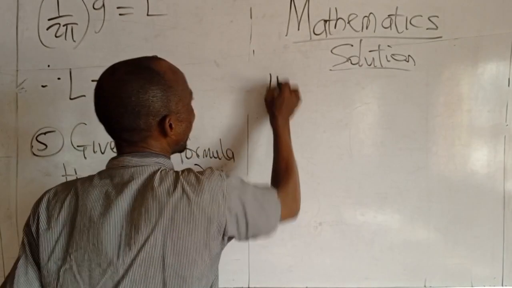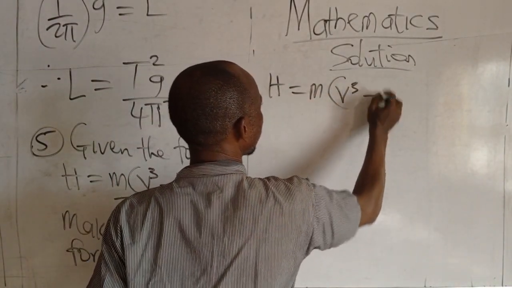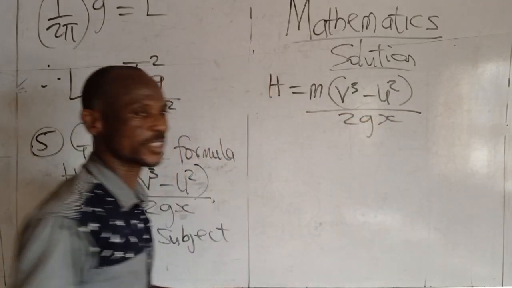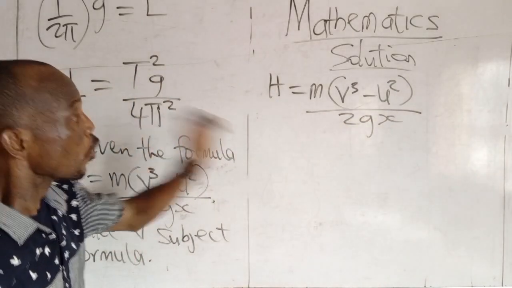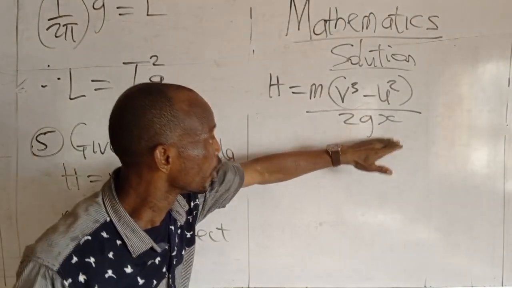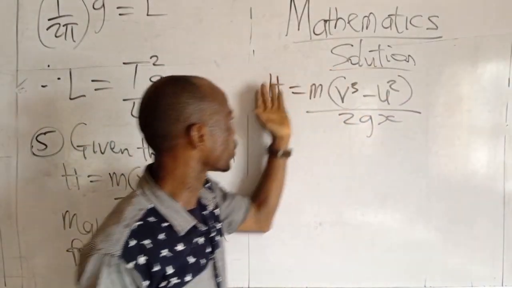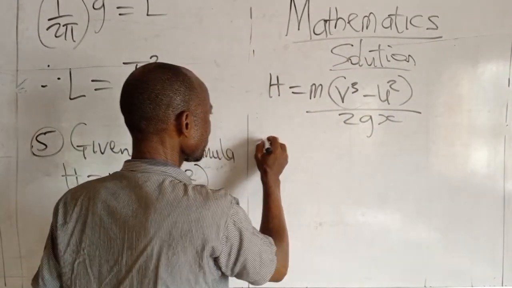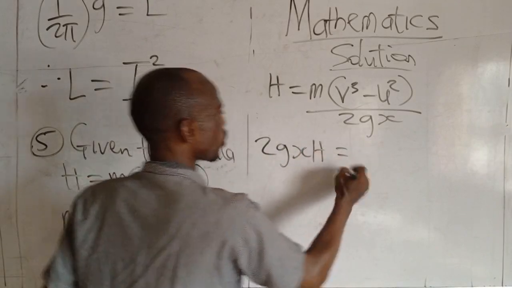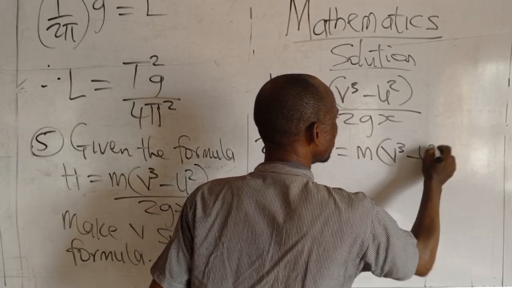First, we have H is equal to what? M open bracket V raised to power 3 minus U squared all over 2gx. First and foremost, we are going to pull our 2gx from this, that is dividing. We use it to do what? Multiply both sides. When we multiply both sides, we are going to get what? 2gxH is equal to what? M open bracket V raised to power 3 minus U squared.